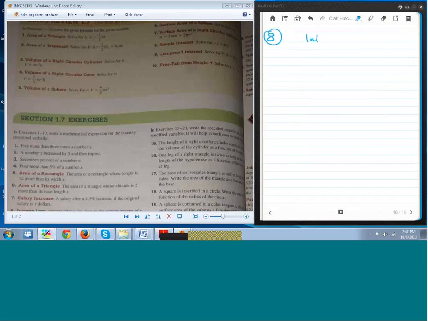Okay, simple interest. Interest equals principal times interest rate times time. Say if you invest $100 at a 5% interest rate, that's $105 after one year. For 7 years, you multiply by 7, so the interest is going to be $35. So you're going to earn $35. That's it.